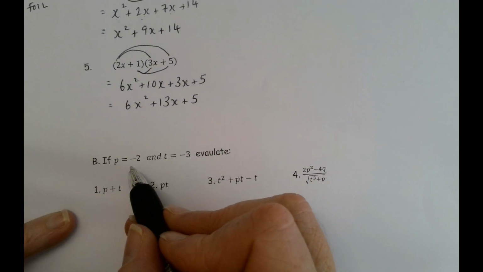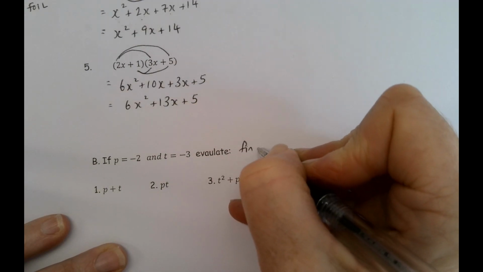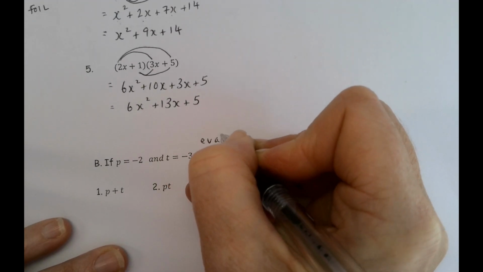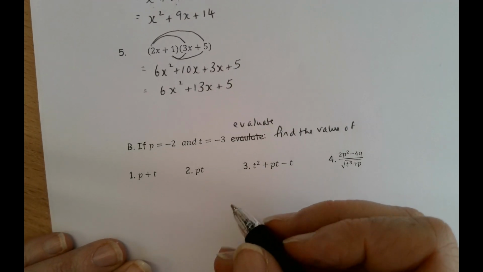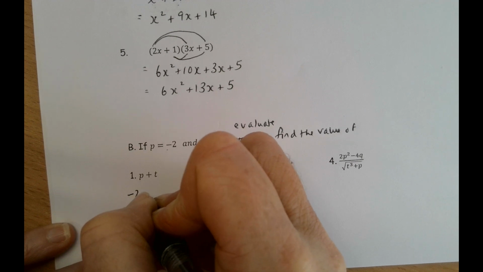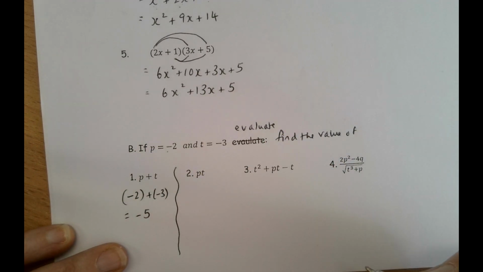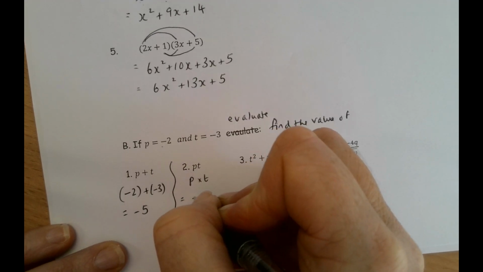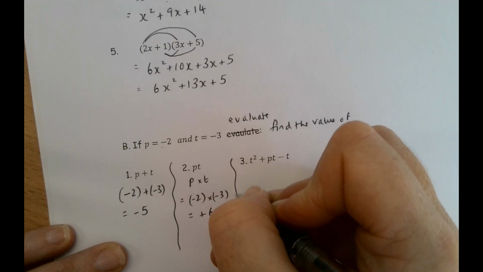Okay, if p equals minus 2 and t equals minus 3, find the value of. That says evaluate, sorry, find the value of. Okay, so we're substituting these numbers for these letters. So the first one, p plus t is minus 2 plus minus 3, which equals minus 5. pt written like that means p times t. So minus 2 times minus 3, which equals plus 6.